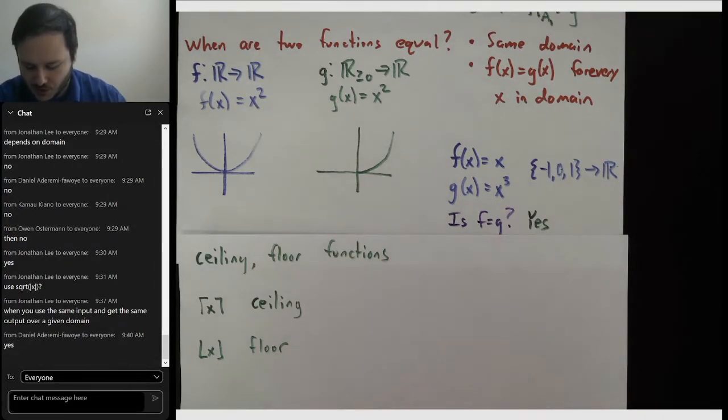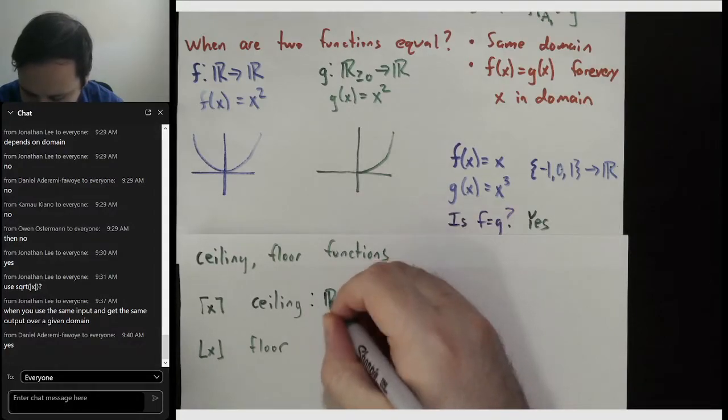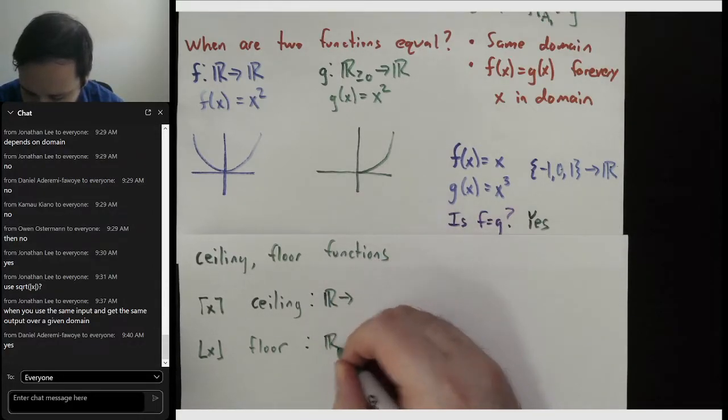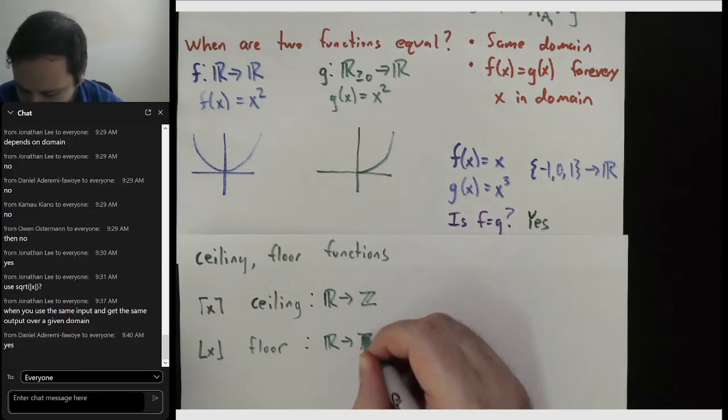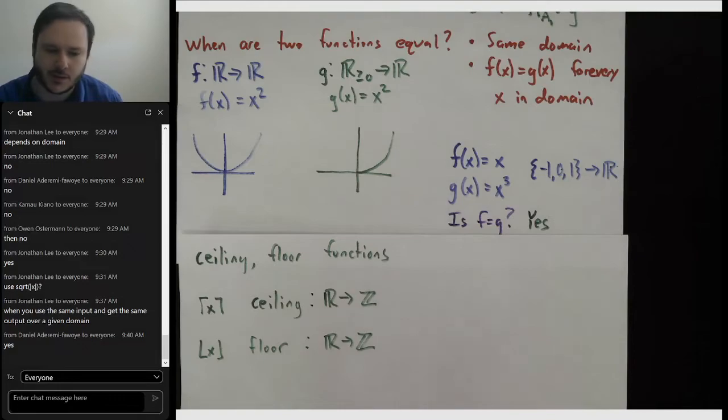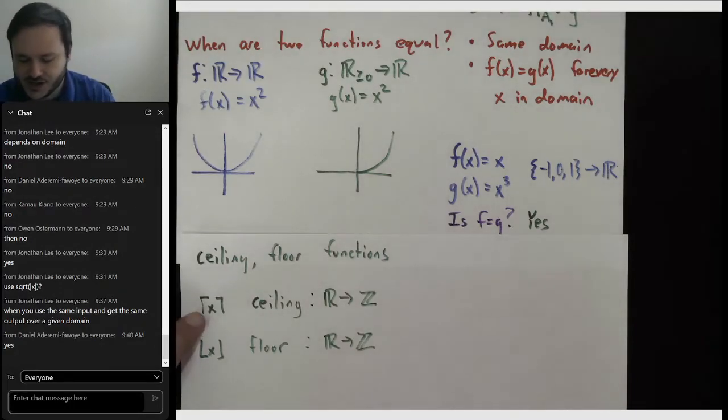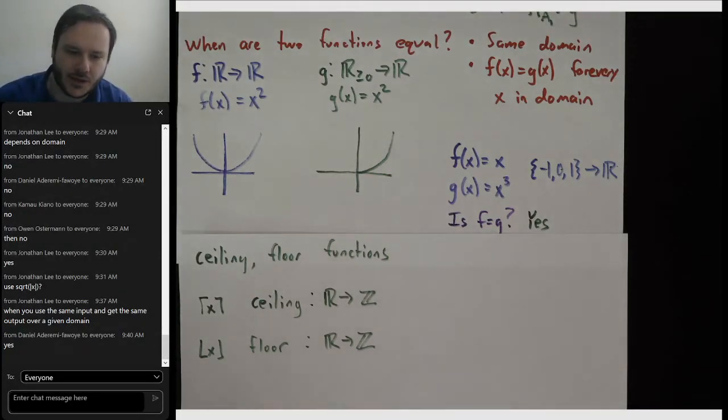And the way these functions work, they're both from real numbers to real numbers. And actually, they're from real numbers to integers. These functions want to find a way to turn real numbers into integers. And this is something that I think you've probably come across before at some point. But the idea is for a ceiling function, the intuition is rounding up. And for a floor function, the intuition is rounding down.